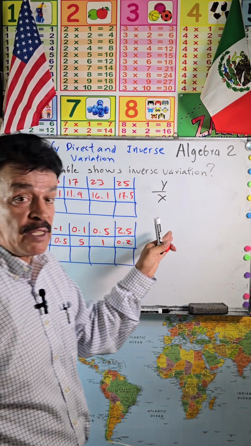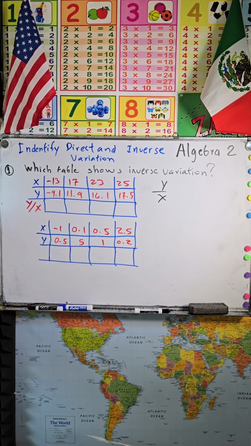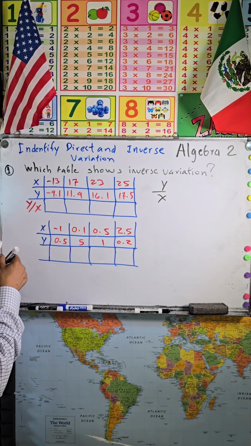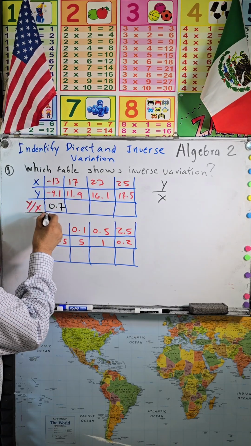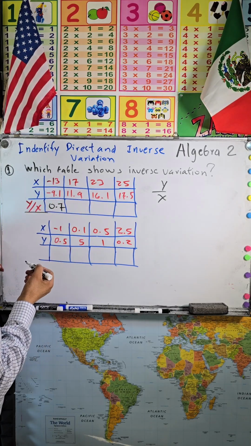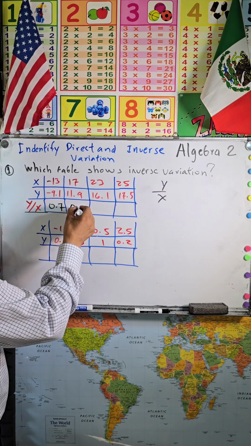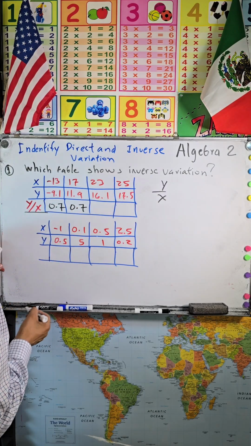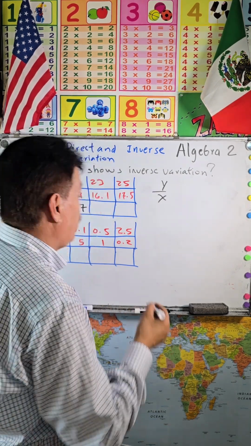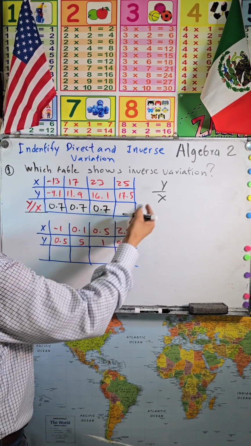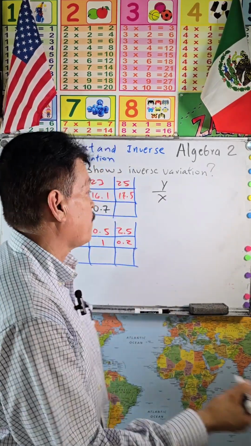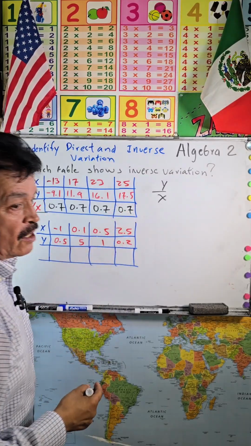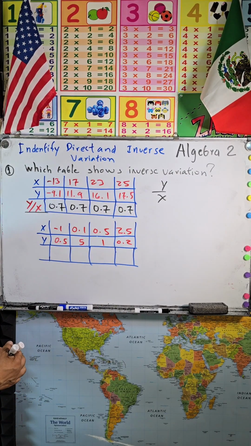You remember the concept that I gave to you. So you divide, for instance, negative 13 divided by negative 0.1. Where is the answer here? The answer is 0.7. You divide here 17 by 11.9. Again, you have this 0.7. You divide 23 by 16.1. So it's again 0.7. Look at the formula. So here we have 25 divided by 17.5. So again it's 0.7.